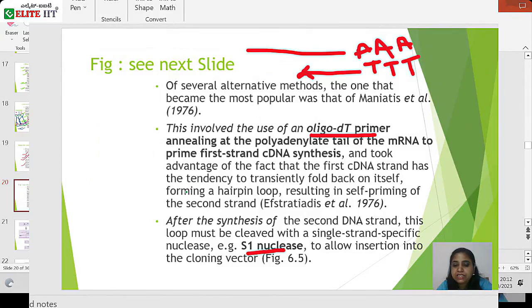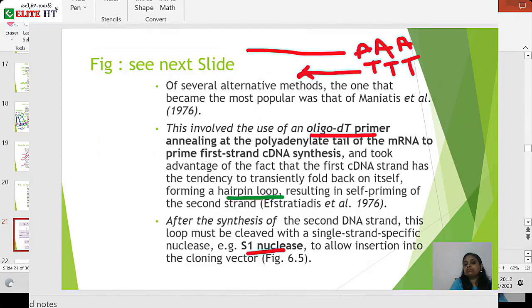See, after the synthesis of the second DNA, this loop must be clipped. So why is the loop formed? Is it given? It took advantage of the fact that the first cDNA strand has the tendency to transiently fold back on itself, forming a hairpin loop. cDNA has the tendency to make the hairpin loop, resulting in self-priming of the second strand.